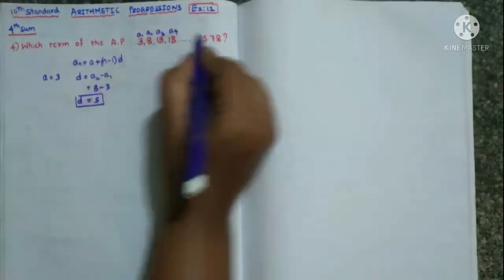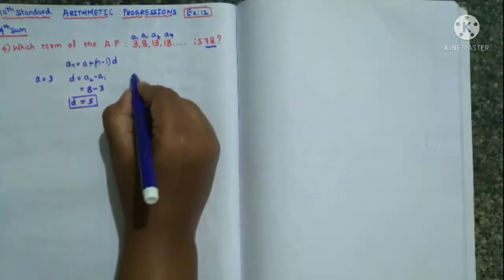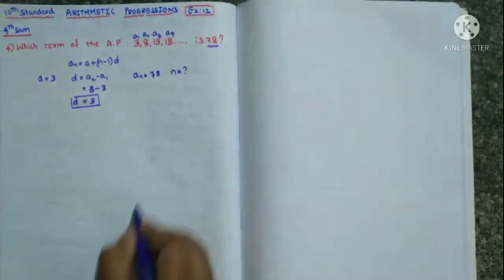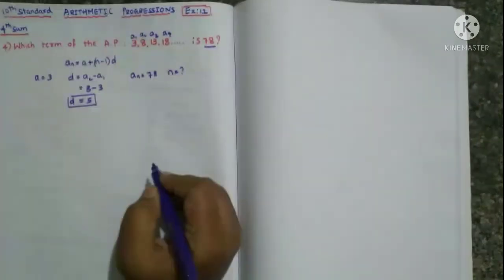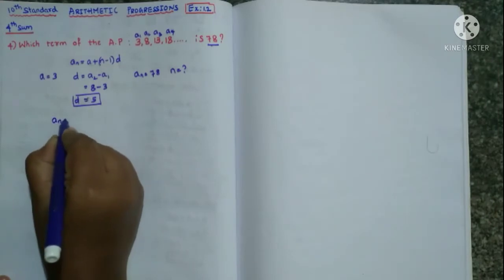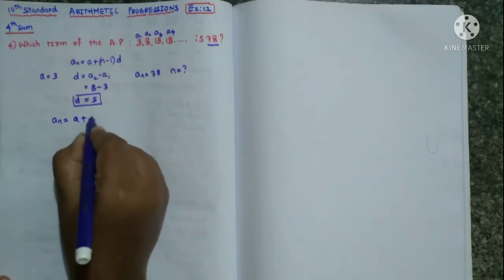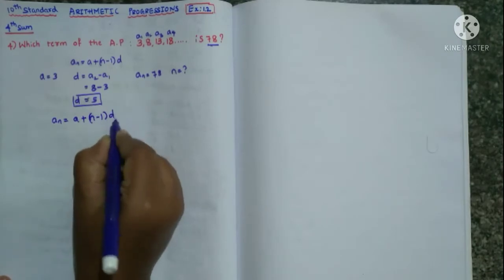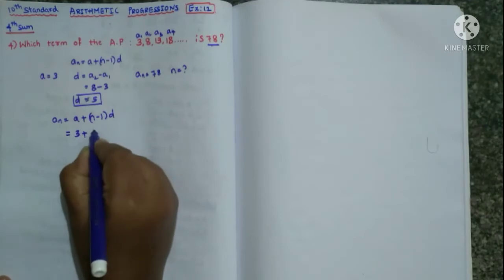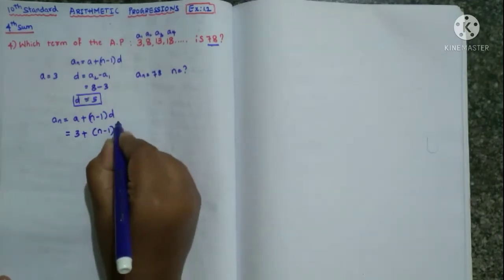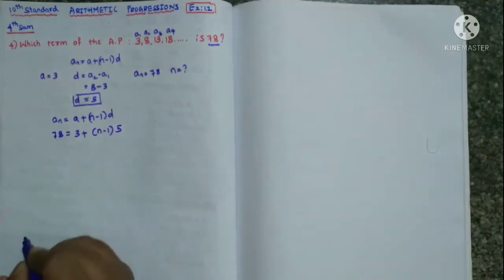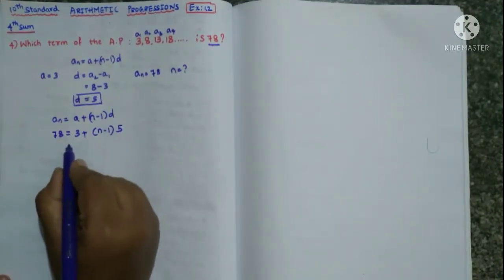And which term of the AP is 78 they asked? This is an here. an equal to 78. We want to find n. What number will come, that number is 78. You should write that. So formula: an equal to a plus n minus 1 into d. a value what we have there? 3 plus n, we don't know, keep as it is, minus 1 into d. d is 5. an also they have given. Which term of the AP is 78, the position of the 78 we want to find here.